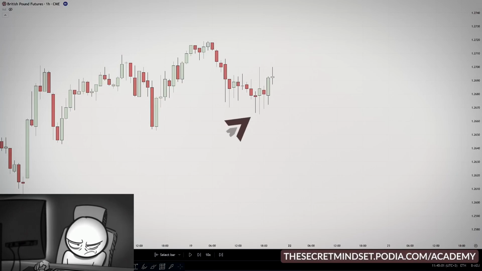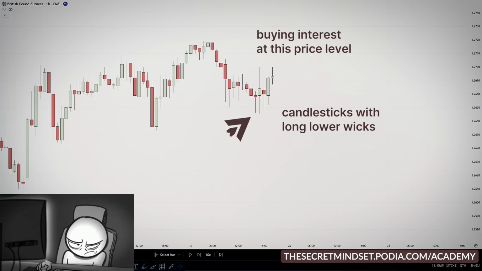The first step is to spot two or more candles with long lower wicks. Sellers tried to push the price down, but buyers stepped in and pushed it back up. This action reveals strong buying interest at this price level. Buyers were ready and willing to defend this price zone.